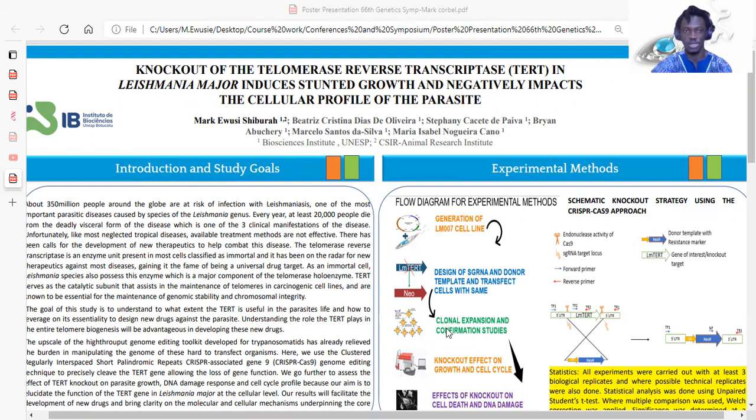And today I'm presenting on the knockout of the telomerase reverse transcriptase gene in the Leishmania parasite and how it negatively influences the growth and cellular profile of the parasite.